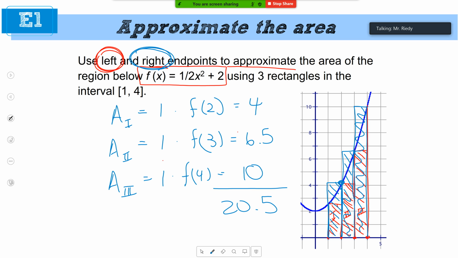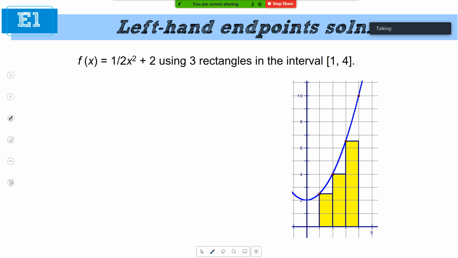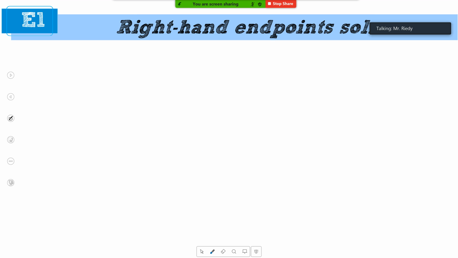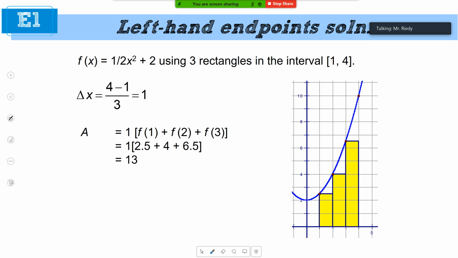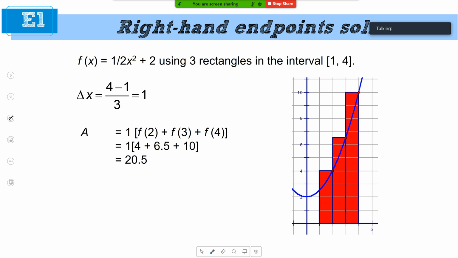2 of 4. We're halfway there. By the way, I did this already. Wait, did we get 13? Yeah, okay, good. And what did we just get, 20.5? Yeah. Beautiful. Those pictures look neater than the pictures I had, but I forgot I had done this already. Okay.